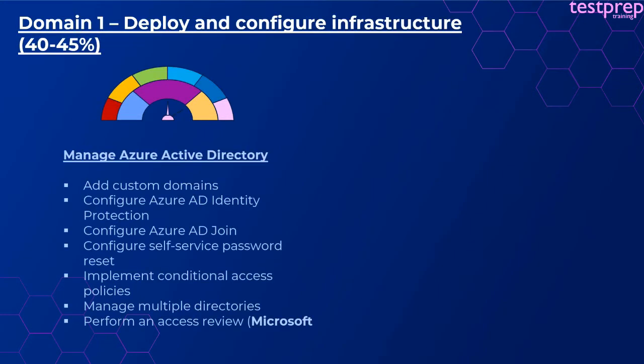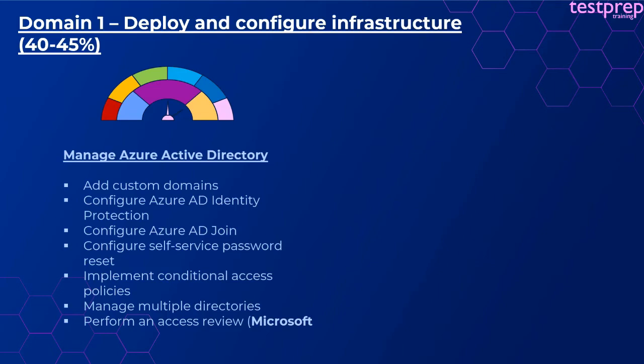5th, manage Azure Active Directory. It is divided into 7 parts. 1. Add custom domains. 2. Configure Azure AD Identity Protection. 3. Configure Azure AD Join. 4. Configure self-service password reset. 5. Implement conditional access policies. 6. Manage multiple directories.